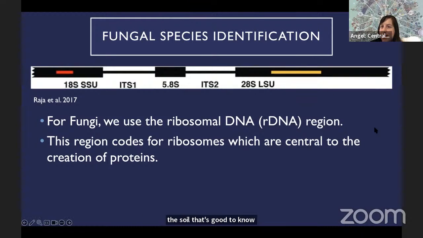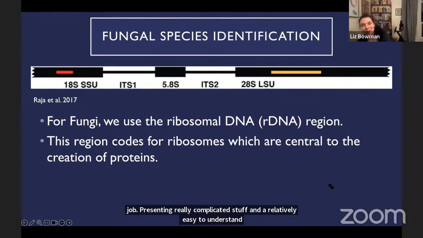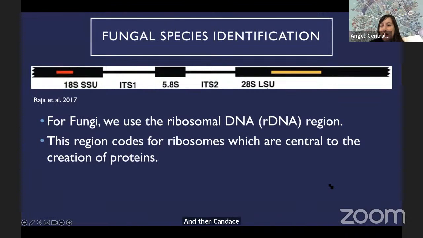So let's see. Some good comments from Rachel: great job presenting really complicated stuff in a relatively easy to understand way. Oh, good, thank you for that. It was hard, I was trying to break it down. And then Candace asks, can the nanopore do microbiome sequencing, aka soil, or do you need to isolate a specific species for that?